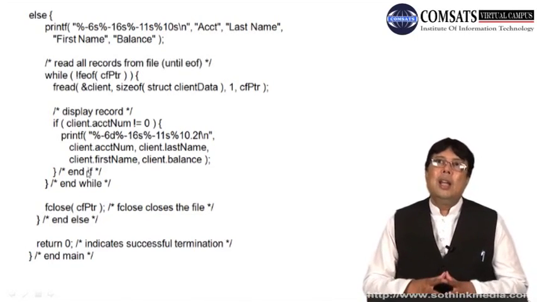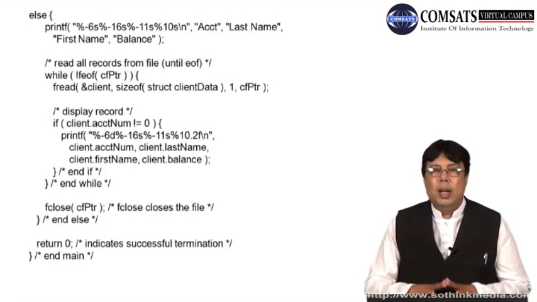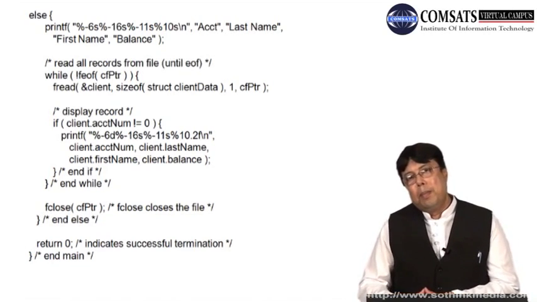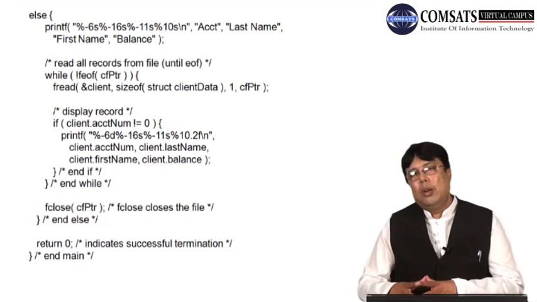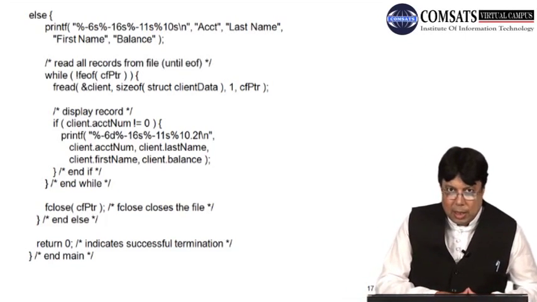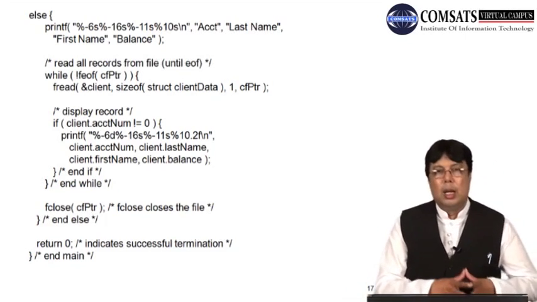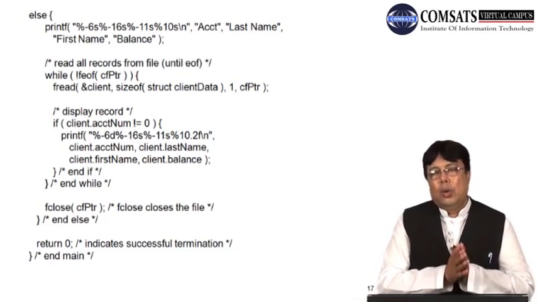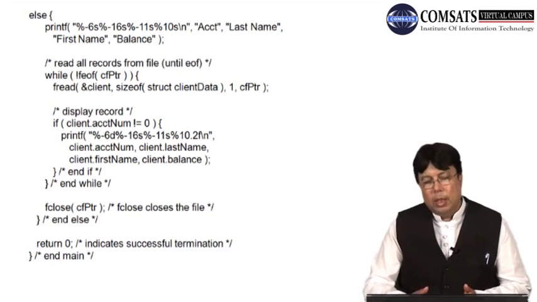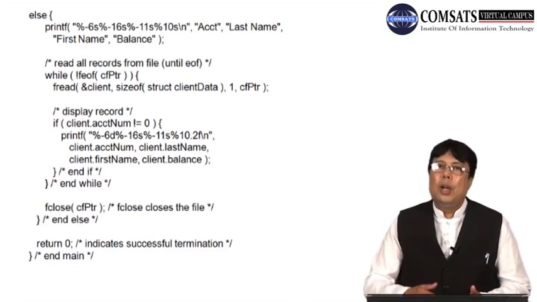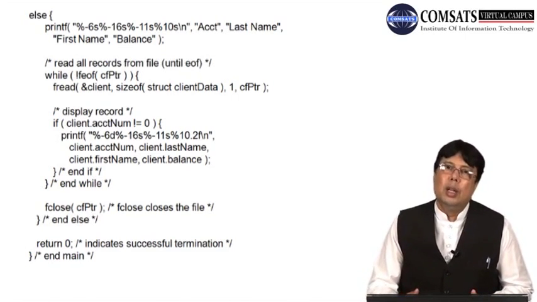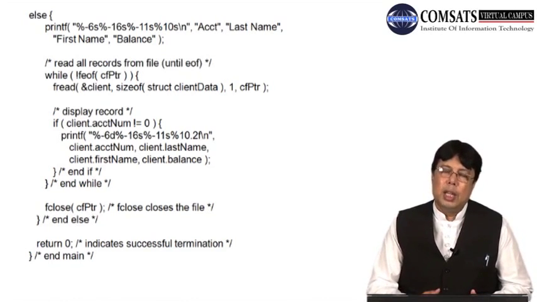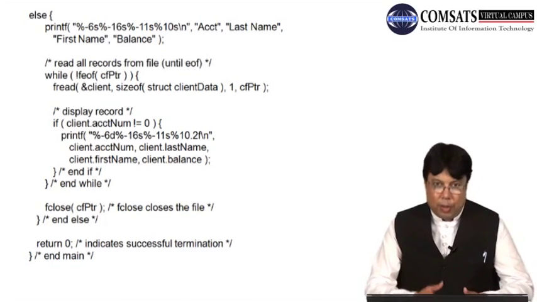So you can read the data from a random access file sequentially. But in a sequential access file we can only perform sequential access, not random access. In a random access file you can create the file, you can read the record randomly, or even read the record sequentially. Both are possible.